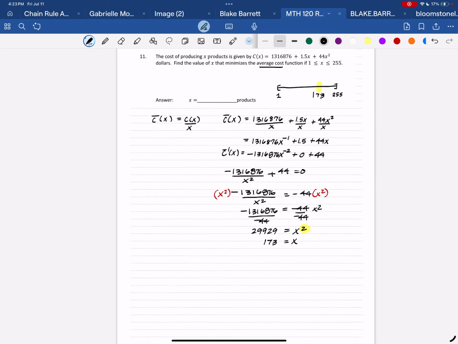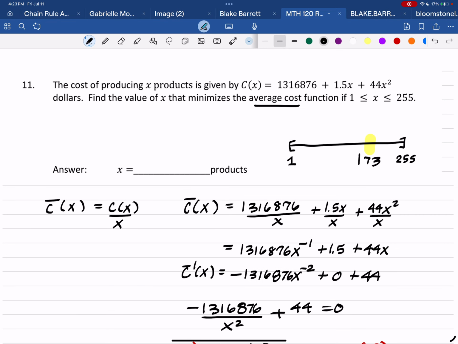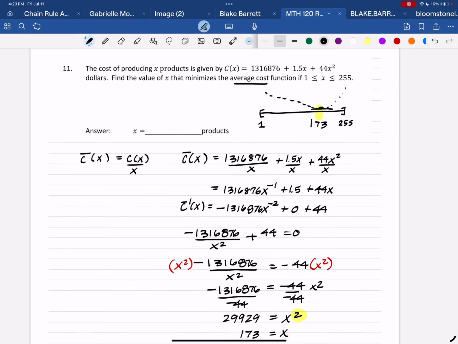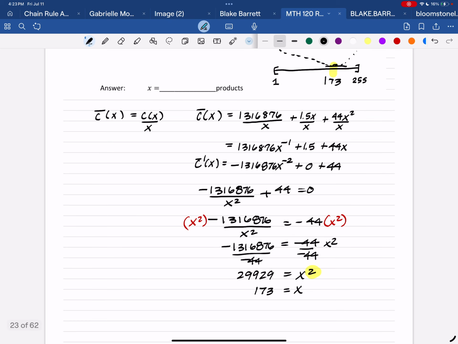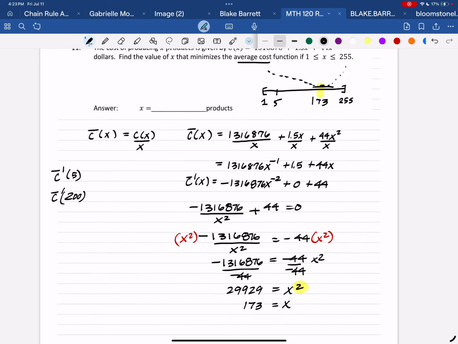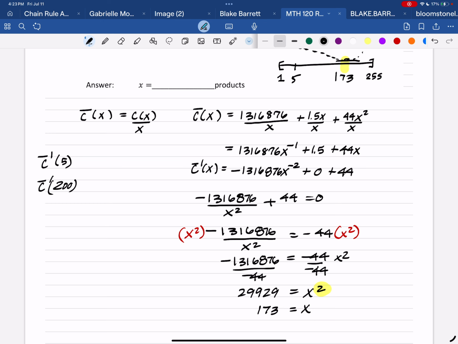So I'm going to check just to be sure. It needs to be a minimum, which means it should be falling here and rising here. We already know it's 0 right there, but we want to know if it's negative followed by positive. So I'm going to do C bar prime of 5, because that's on the left of 173, and then C bar prime of 200. The first one should be negative, the second one should be positive.